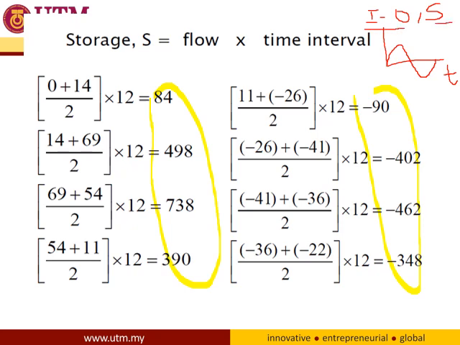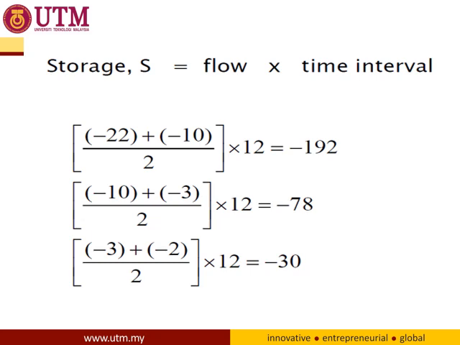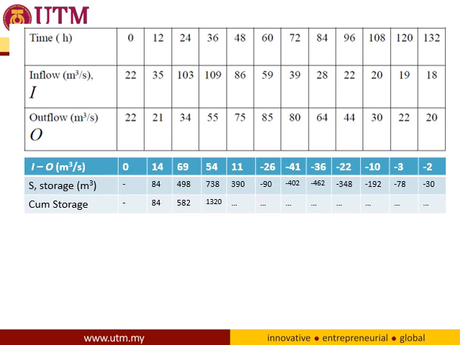If you plot this kind of graph, you will make this kind of line. Here there is positive and negative. Positive means accumulation of storage, as additional volume is coming in. Negative means the storage is reducing, or the volume is reducing. That is why you have positive and negative. After you get these two additional rows, I minus O and storage, the next step is the cumulation of this storage.